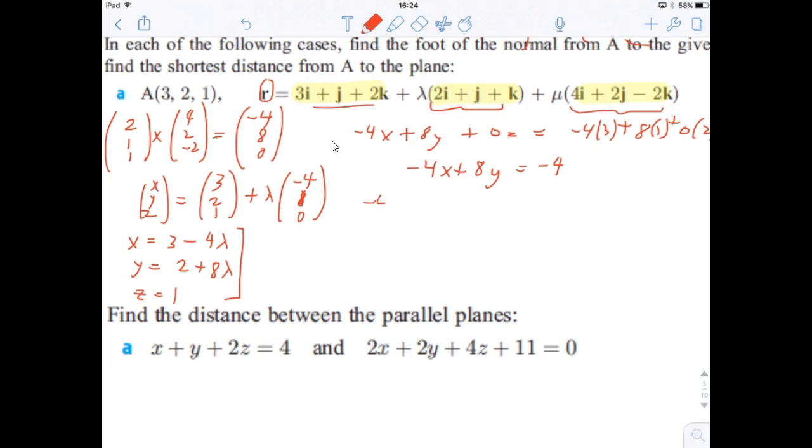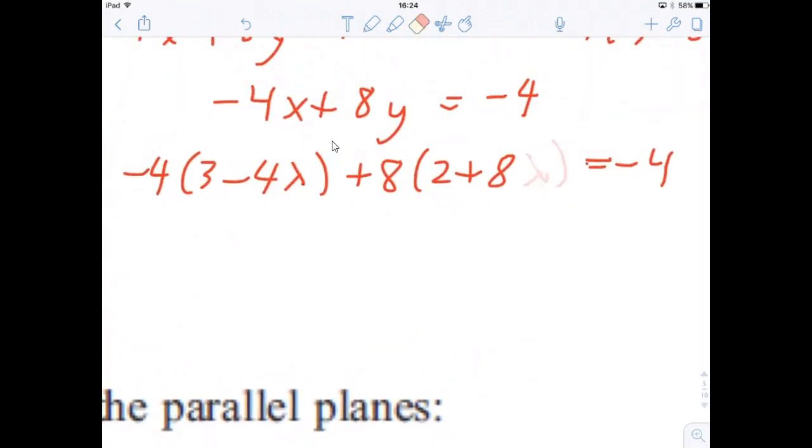So we can put negative 4 times 3 minus 4 lambda plus 8 times 2 plus 8 lambda, and that is going to equal negative 4. Okay, and I don't like my lambda there. It looks too much like an x. Okay, and now I'm going to simplify. Negative 12 plus 16 lambda plus 16 plus 64 lambda equals negative 4.